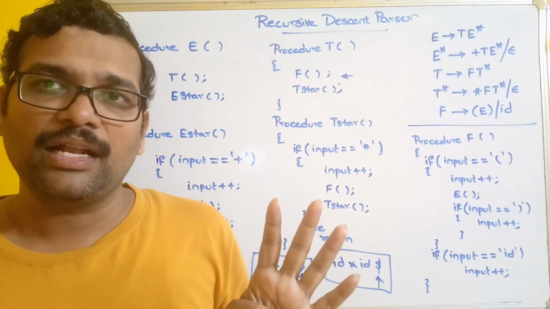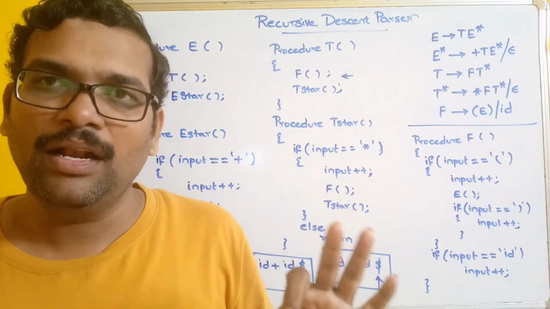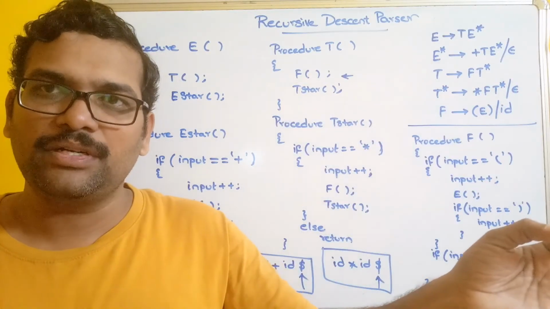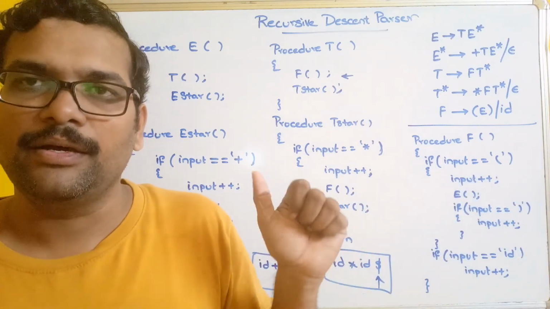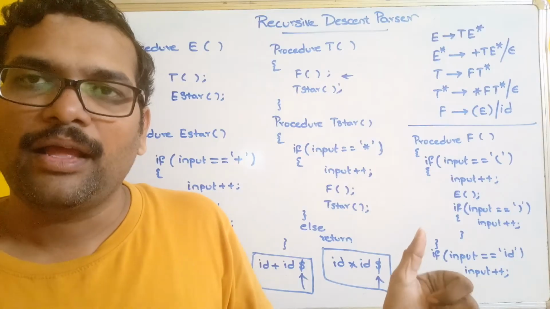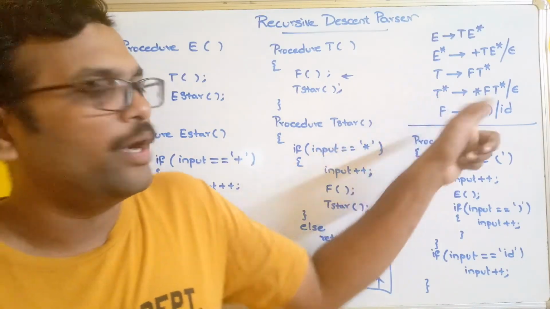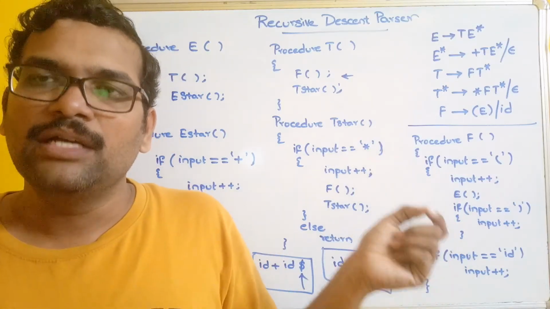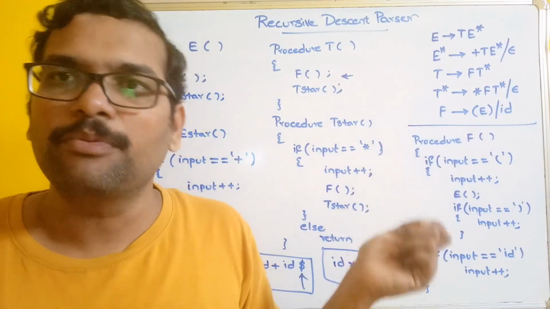If the first one is a non-terminal, write down the procedure. If the input symbol is a terminal, check the terminal with the input terminal, and if both are equal, then simply increment the input pointer. And the third rule, if any non-terminal points towards multiple productions, simply write down the complete information about those productions in a single procedure.